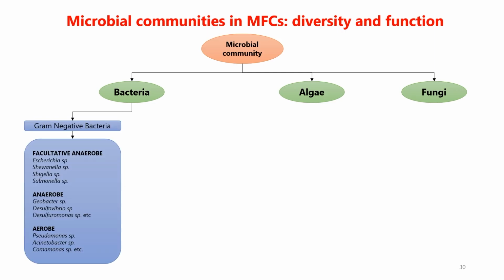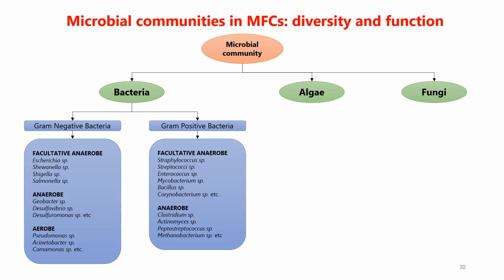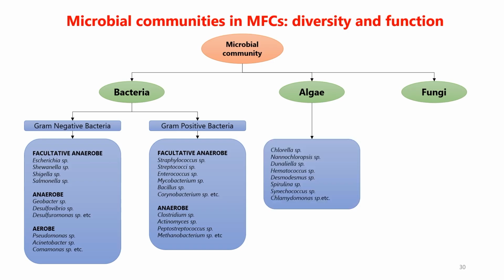We may have gram negative bacteria like facultative anaerobes, Escherichia species, Shewanella, Shigella, Salmonella, and we have anaerobes like Geobacter, Desulfovibrio, then Desulfuromonas, and then we have aerobes like Pseudomonas, Acinetobacter, etc. Then in the case of gram-positive bacteria, we may have facultative anaerobes like Staphylococcus, Streptococci, Enterococcus, Mycobacterium, Bacillus, and Corynebacterium. And in the case of anaerobes, we have Clostridium, Actinomyces, and so on.